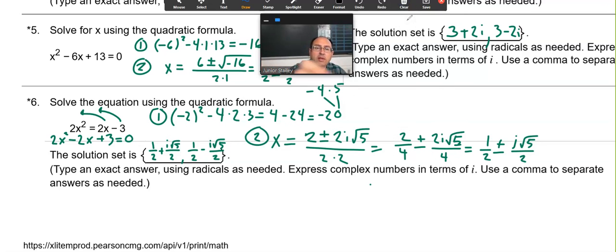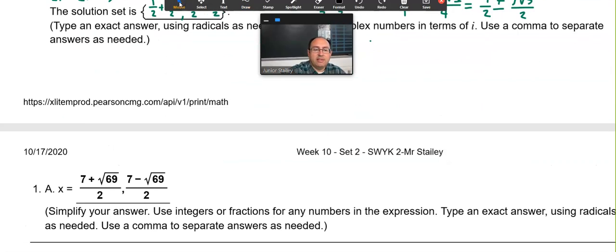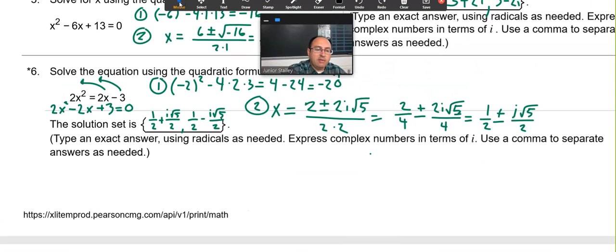And I think we can clear that out. I think we're done. Yes. All right. Get ready to do that SWYK and then move on to the assignment. And then you'll be ready for your test.